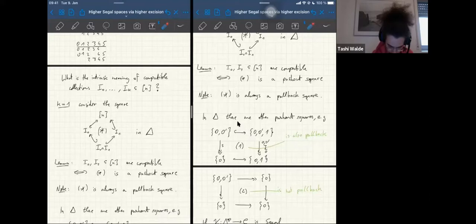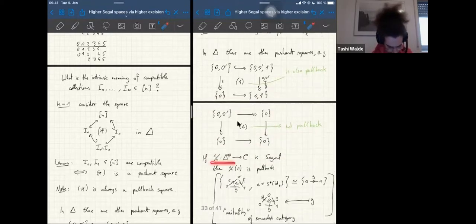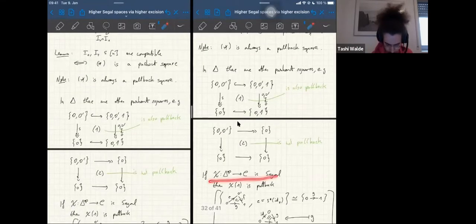So I hope this notation is clear. So this is a linearly ordered set just by reading left to right. And this map sends 0 and 0 prime to 0. It's like a co-degeneracy map, and the same here. So this left square, it actually is a pullback. And this one, for instance, is not a pullback. And in fact, if X is Segal, let me show you these two squares here. If X is Segal, it is in fact true that it will send this square to a pullback square.